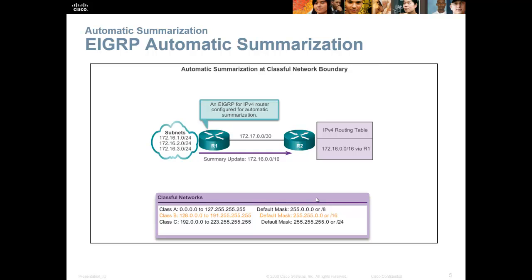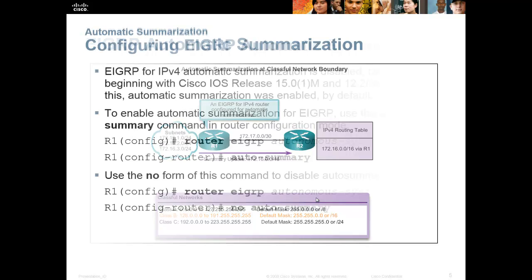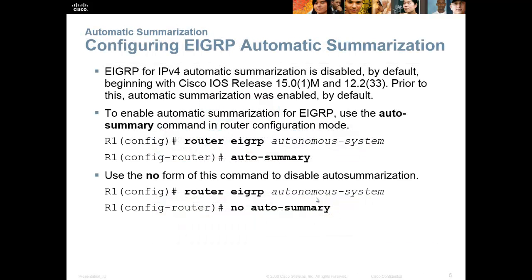So if you're on version 15.0 or 12.2, I think it is, and there's another slide coming up, automatic summarization is either turned on or turned off. I'm sorry, here's the slide. Here on EIGRP, automatic summarization is disabled starting with 15.0 and 12.2.